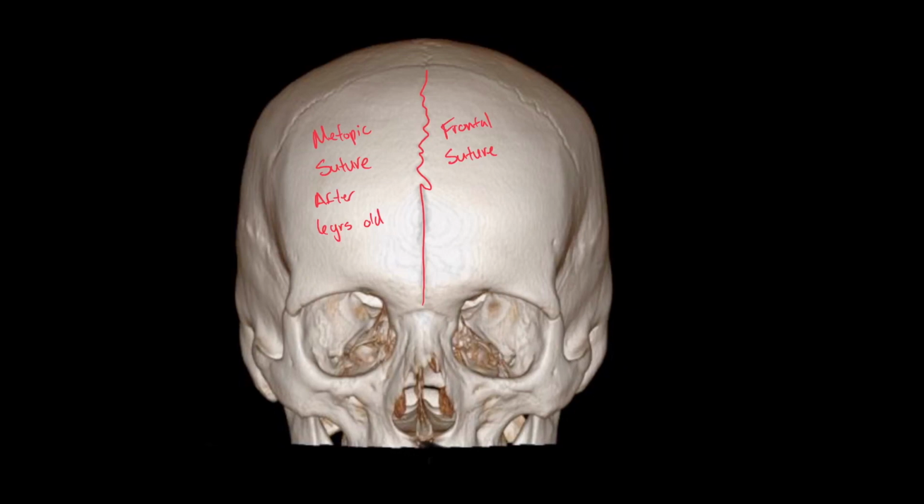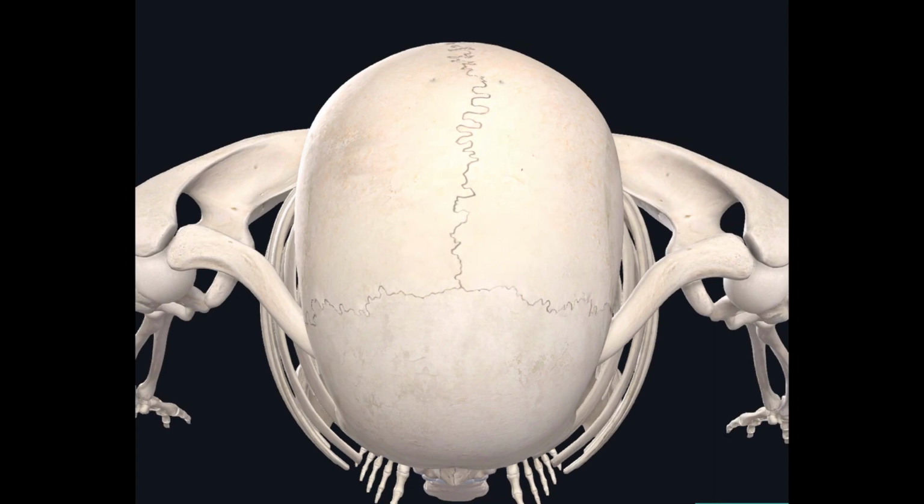The next suture I want to point out is called the coronal suture. And that suture is located here. The next suture we're going to learn is called the sagittal suture because it more or less goes down the mid-sagittal plane.